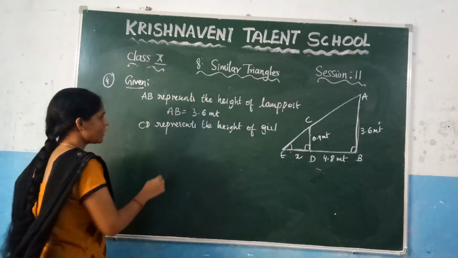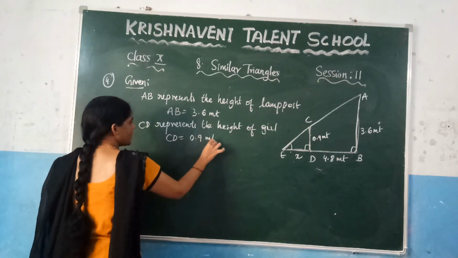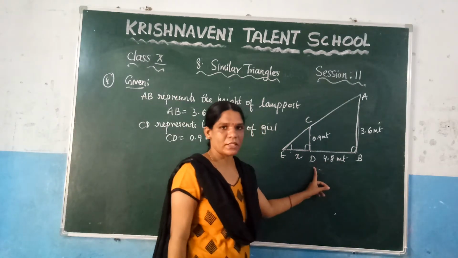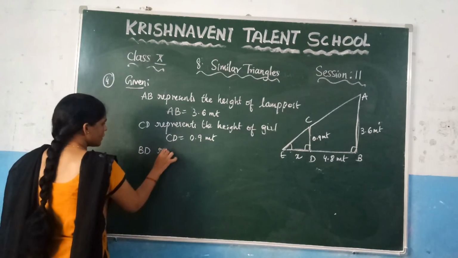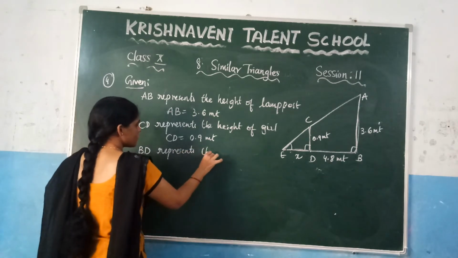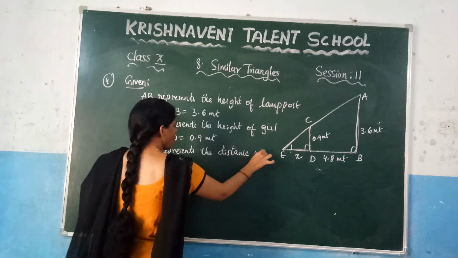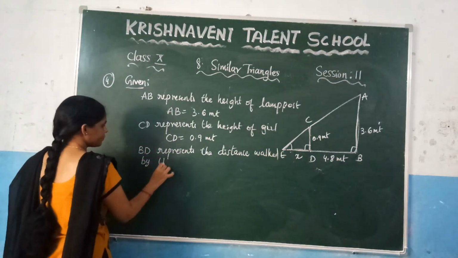How much the height of the girl they have given? CD is equal to 0.9 meters. And after that, what is BD? It is nothing but the distance walked by the girl. So write it here. BD represents the distance walked by the girl.